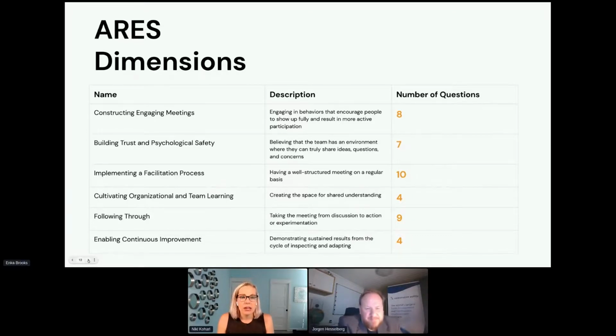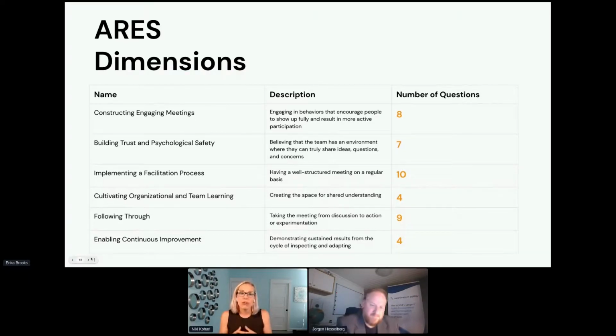The third is implementing a facilitation process. So sometimes retrospectives are just like open-ended conversations and we just kind of do whatever we want. That's not an effective retrospective. It's not having an open conversation. It's a well-structured meeting that happens on a regular basis that follows a particular flow that is recommended by experts, that has sort of an opening, a middle, and a closing to that. So that's an important part of creating an effective retrospective as well.